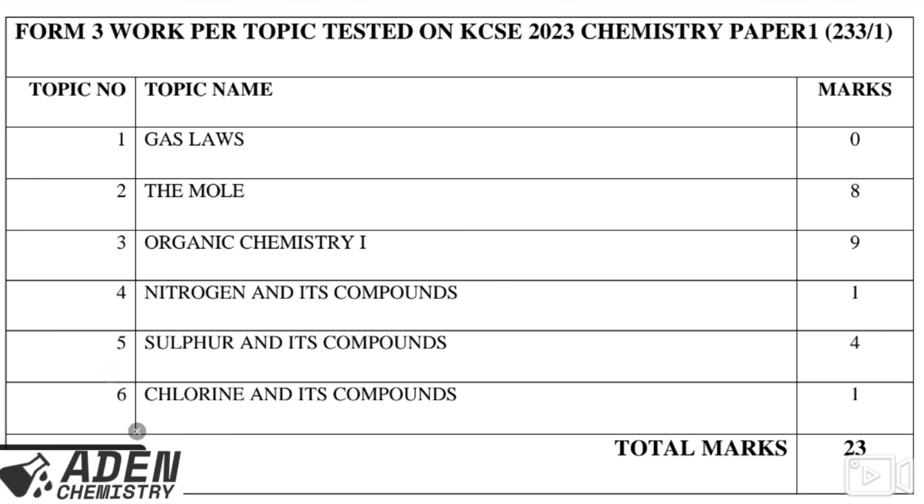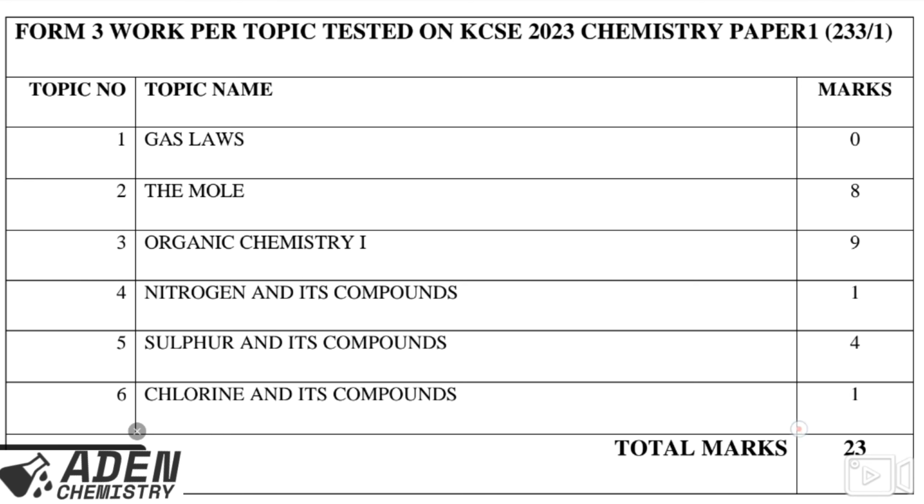So topic 6 is called chlorine and its compound. It had 1 mark like nitrogen and its compound because they were having the same question, and in part C they were asking about chlorine gas. Students were supposed to give one physical property that would suggest the presence of chlorine gas. 1 mark. So that means for KCSE 2024, there is a high possibility of the chapter chlorine and its compound to be tested. So you have to know it.